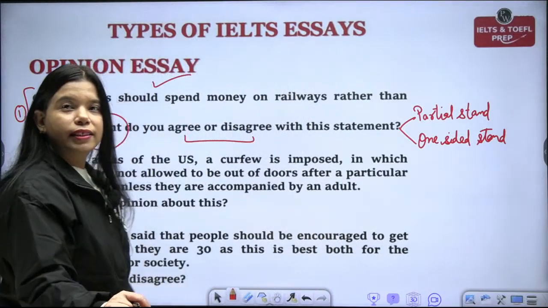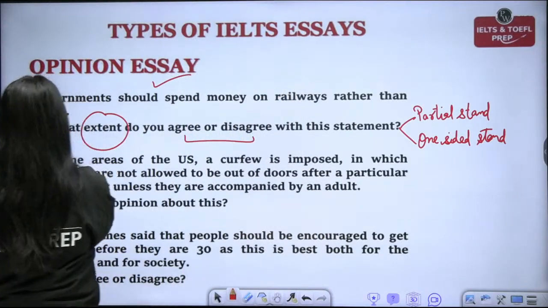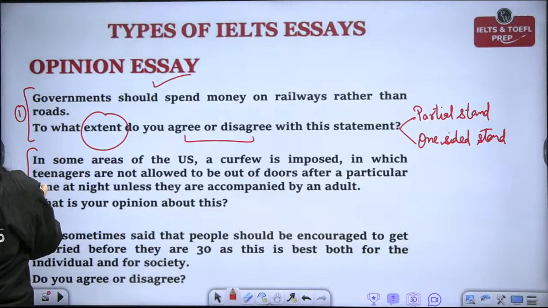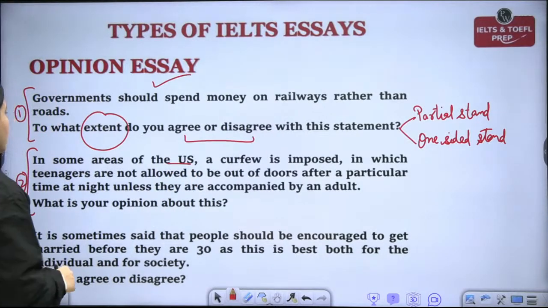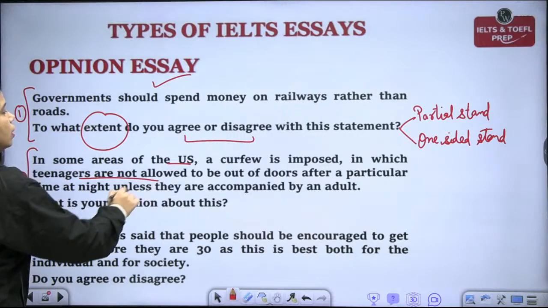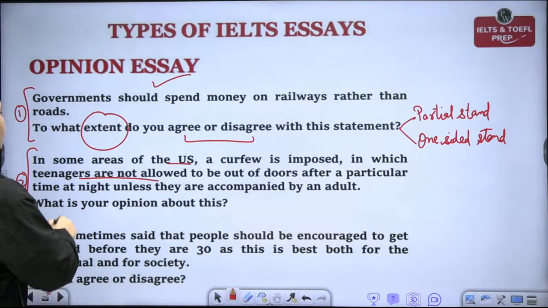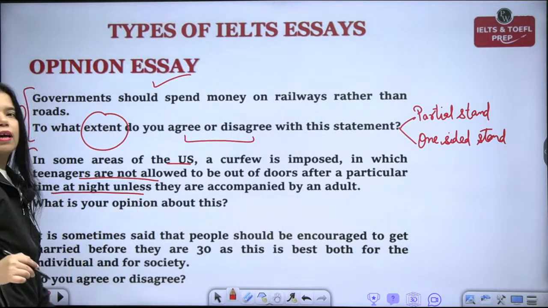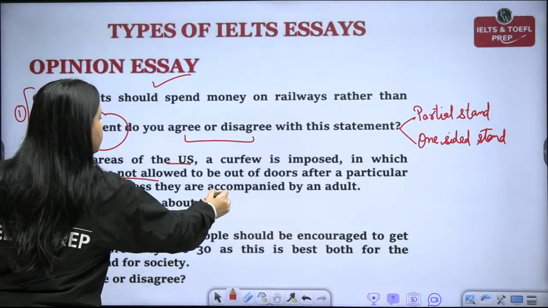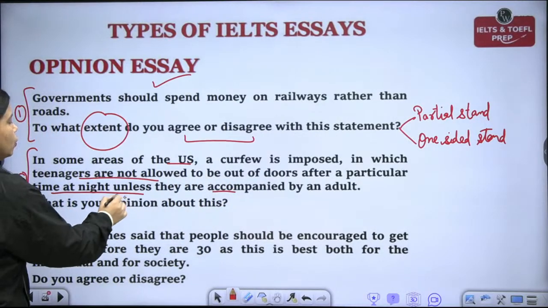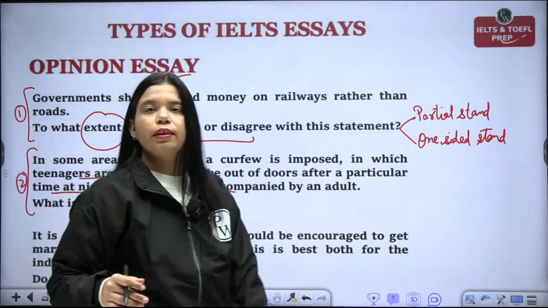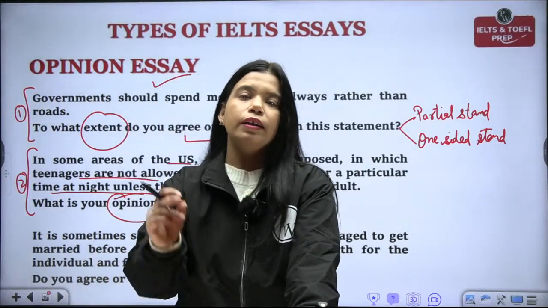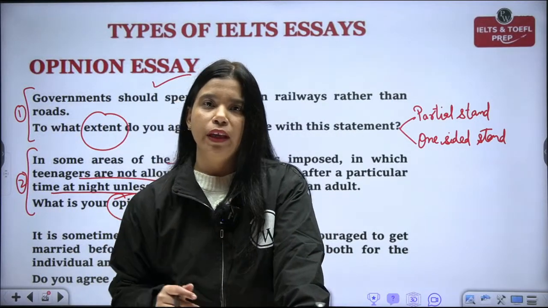Let's take a look at the second version now. So here it says, in some areas of the US, a curfew is imposed in which teenagers are not allowed to be out of doors after a particular time at night unless they are accompanied by an adult. What is your opinion about this? This is the second possibility. यहाँ पे आपसे agree disagree वाली language में नहीं पूछा जा रहा है. They are only asking what is your opinion about this.